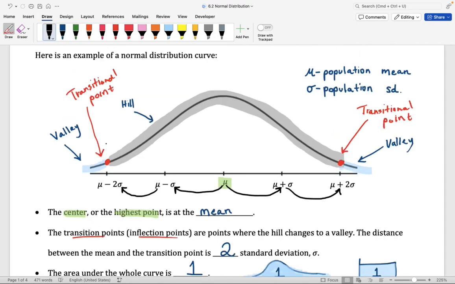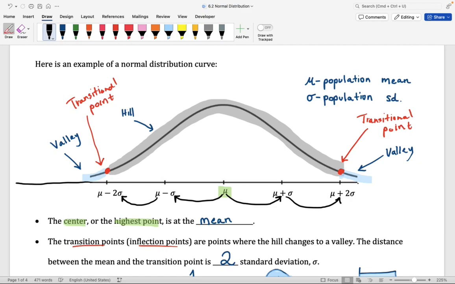Now, there's one more thing that I want to mention. We can go ahead and label more standard deviations to the left and right, as many as we want. Please note that the curve keeps going on the left and it keeps going on the right.